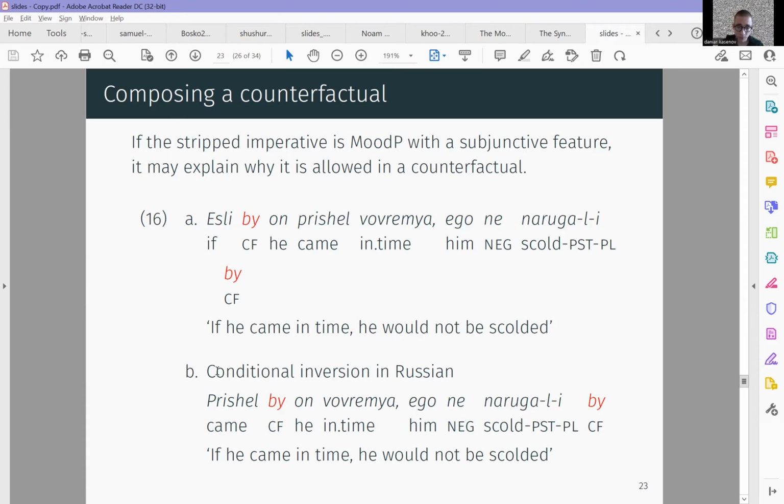The same thing with conditional inversion in Russian, and it is an even better example, because in conditional inversion we have a morphologically null, phonologically silent conditional marker, which is combined with a subjunctive constituent on the syntactic level, which results in a counterfactual interpretation. Пришел бы он вовремя, его не наругали бы. If he came in time, he would not be scolded. Along the lines I am arguing for here, it is only natural to suggest that the пришел бы он вовремя, he came in time, can be substituted by an imperative, a stripped imperative clause, приди он вовремя.